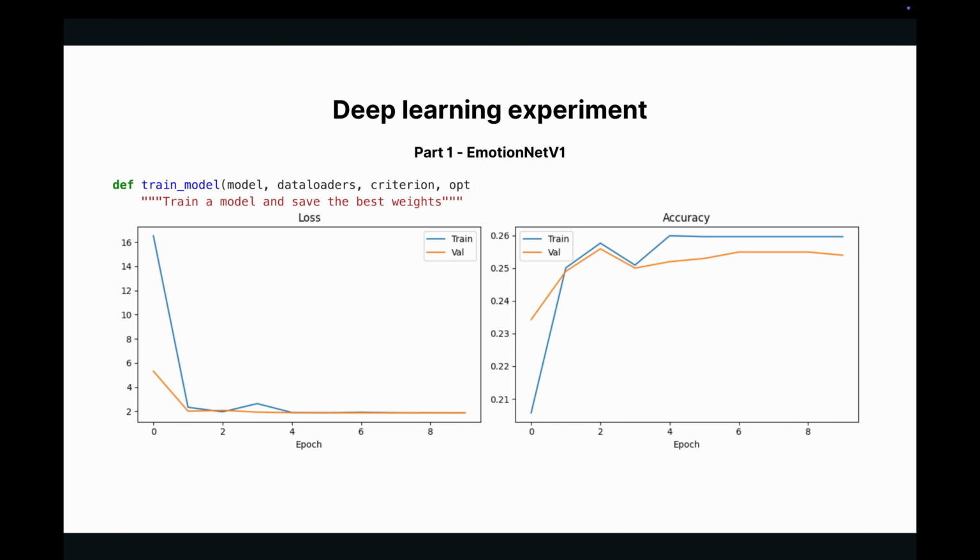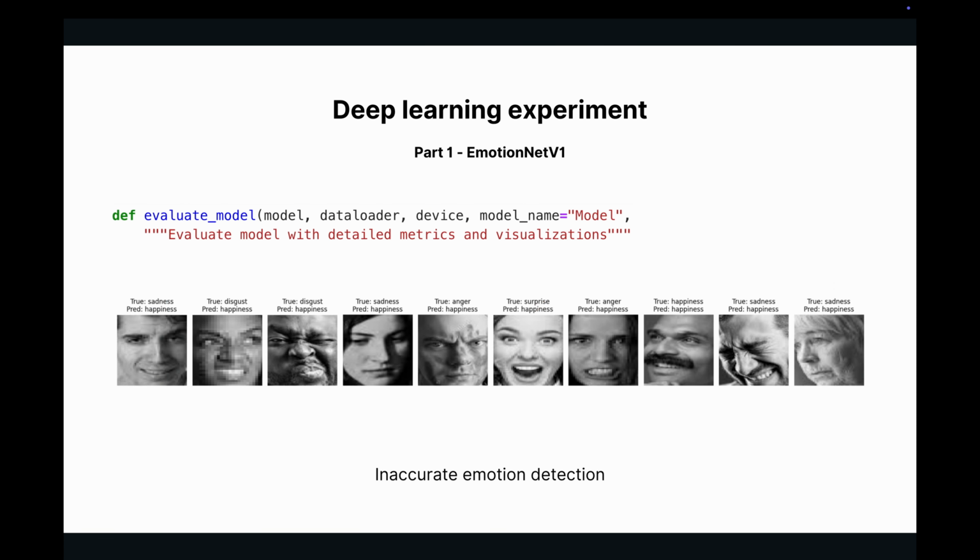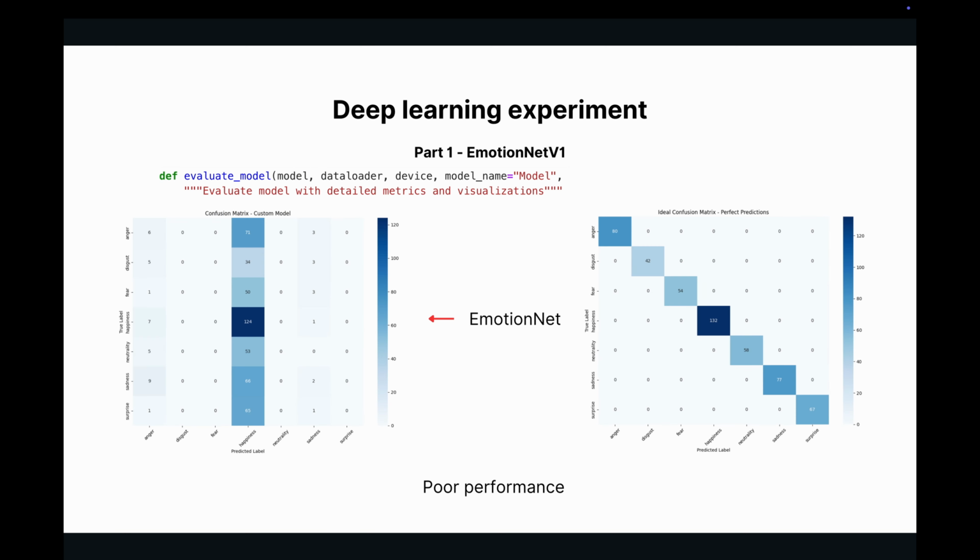The loss and accuracy graph over epochs show early convergence and signs of overfitting. 10 test image samples show that EmotionNet is not performant. It predicted happiness a lot, maybe since happiness is the majority class. Left confusion matrix belongs to our EmotionNet, and right represents the ideal. EmotionNet seems to always predict happiness, causing poor performance.